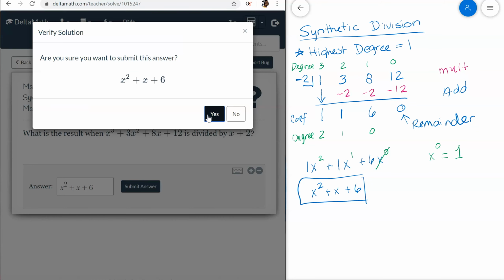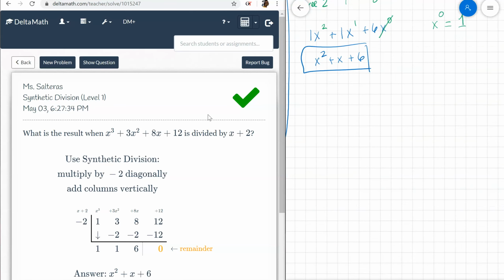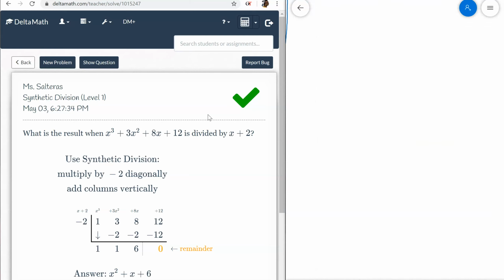Press submit, press yes, and there we go. Now, synthetic division is going to be more of a personal preference. It is the easier method because you're not looking at so many variables. But again, it only works if your highest degree is 1. If it's not, then it will not work, so you do have to rely on long division. If you can do long division, synthetic division is a nice way to check yourself if your highest degree is 1.